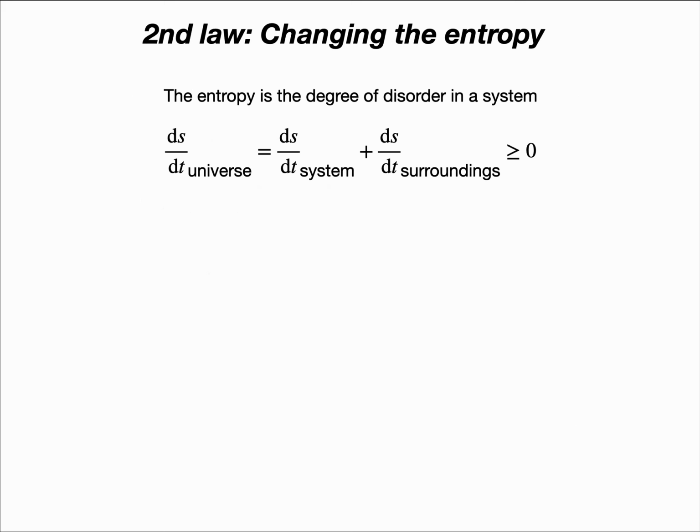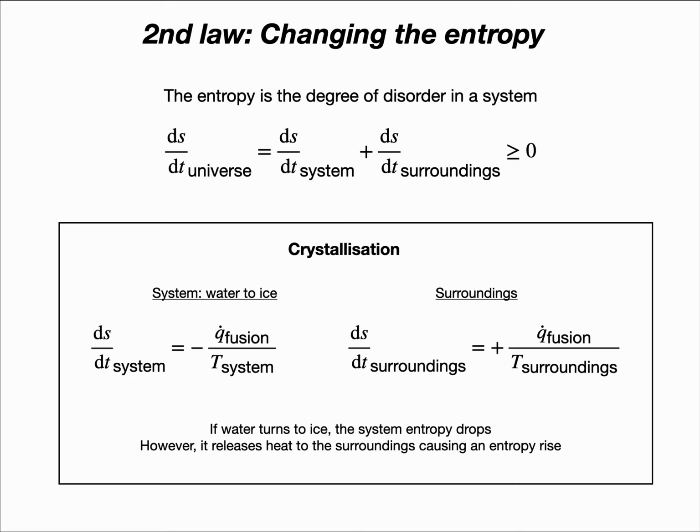Anyways, just before finishing the lecture, let's go back to the calculation of entropy. Remember, the entropy is the degree of disorder in the system, and we have the rate of entropy for the universe, which is the sum of the one of the system and the surroundings. Now, we take the case of crystallization. So in the system, we have water that goes to ice. In the surroundings, we have to receive some heat in a way.